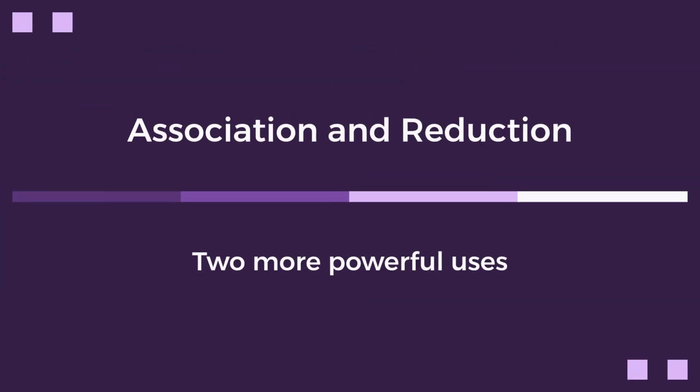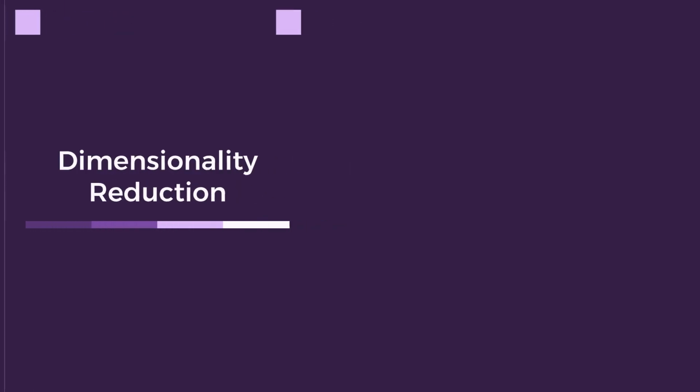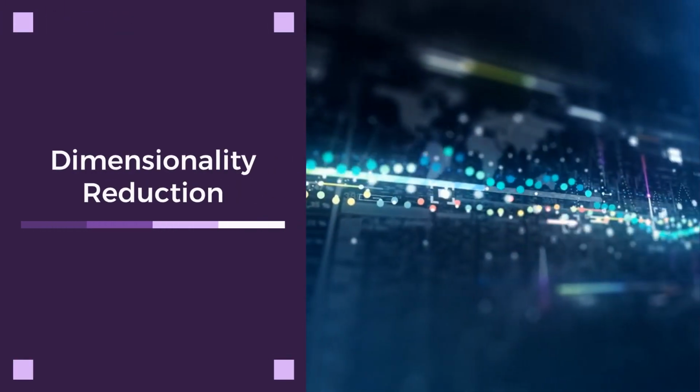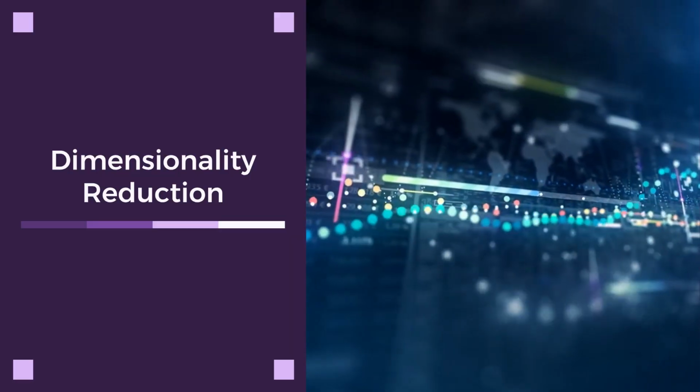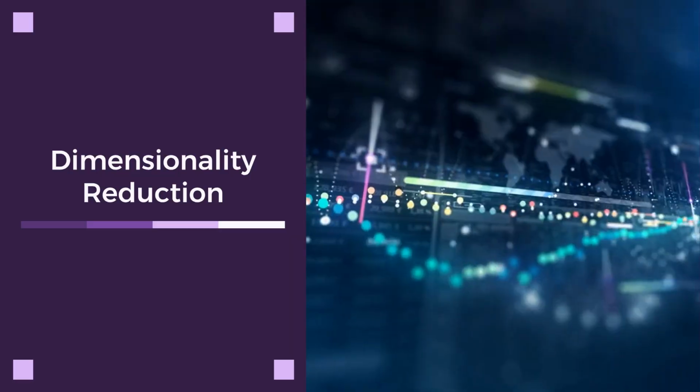Beyond grouping, unsupervised learning excels at finding rules and simplifying data. Association involves finding rules that describe your data, such as discovering that people who buy product X also tend to buy product Y. This is essential for retail strategies. Dimensionality reduction simplifies complex datasets by reducing the number of variables while preserving the most vital information, acting like a summary of a very long document.